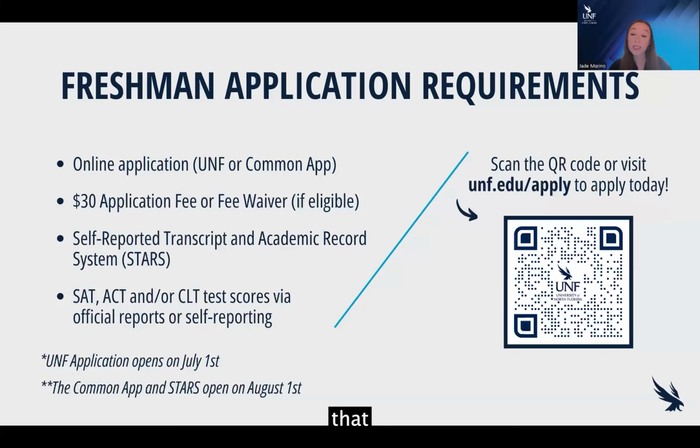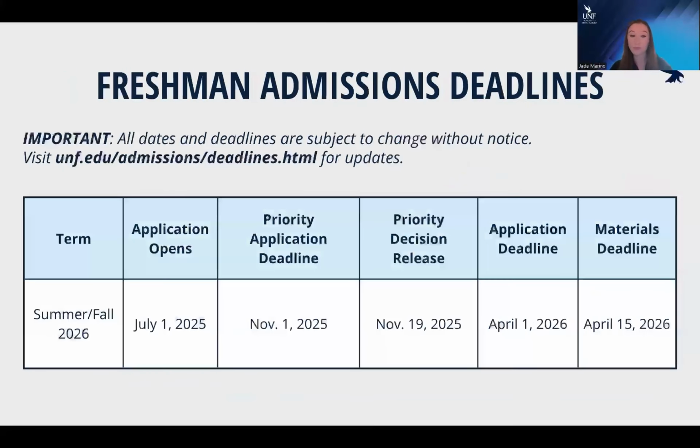And you want to note that our application opens up July 1st every year. So you can apply on our website as early as July 1st going into senior year, but also if you're applying through the Common App, that opens up August 1st. So speaking of timelines, again, our application opens up super early in the year, July 1st. So this is the July 1st going into senior year. You can submit an application as early as then.